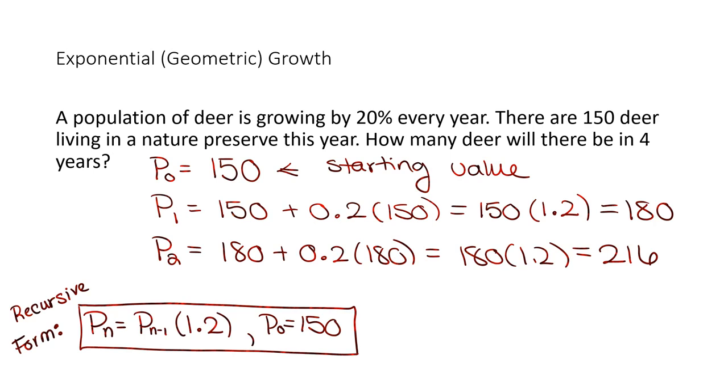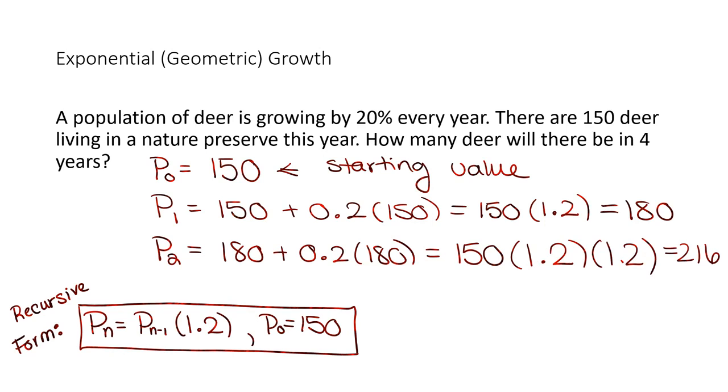Now, we can come up with some equations to describe what's happening, and just like in the past, we'll create a recursive equation and an explicit equation. In recursive form, our Pn, our population after n years, is going to equal the previous year's population, that's what we call Pn minus 1, times 1.2. So every year we multiply the previous year's population by 1.2.